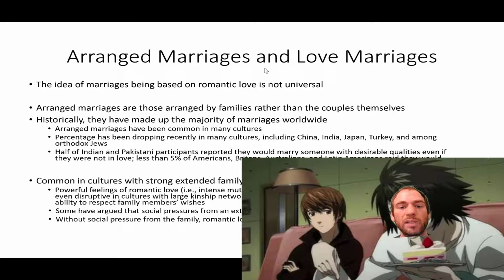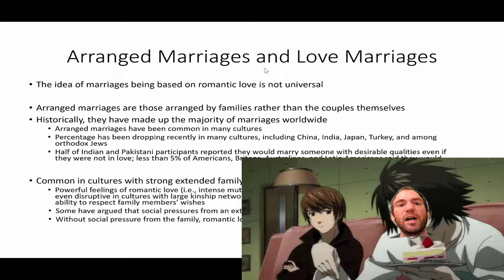The percentage has been dropping recently in many cultures, including in China, India, Japan, Turkey, and among Orthodox Jews. Half of Indian and Pakistani participants reported they would marry someone with desirable qualities even if they were not in love. Less than 5% of Americans, Australians, British, and Latin Americans said that they would. They're common in cultures with strong extended family ties. Powerful feelings of romantic love, such as intense mutual absorption in a couple, could be seen as irrelevant or even disruptive in cultures with large kinship networks, given that these feelings might interfere with a person's ability to respect family members' wishes. Some have argued that social pressures from an extended family system keep a relationship together. Without social pressures from the family, romantic love may be more necessary to keep the couples together.